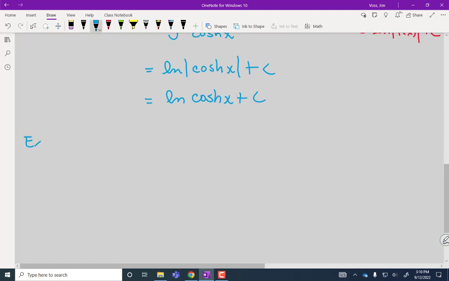How about coth? So coth is cosh over sinh. Any manipulation needed? Nope. They are each other's derivatives, so it's already in log form. We don't have to worry about the pesky minus. This will be natural log absolute sinh. So that pattern is a pattern you're going to see a lot, the log form pattern.